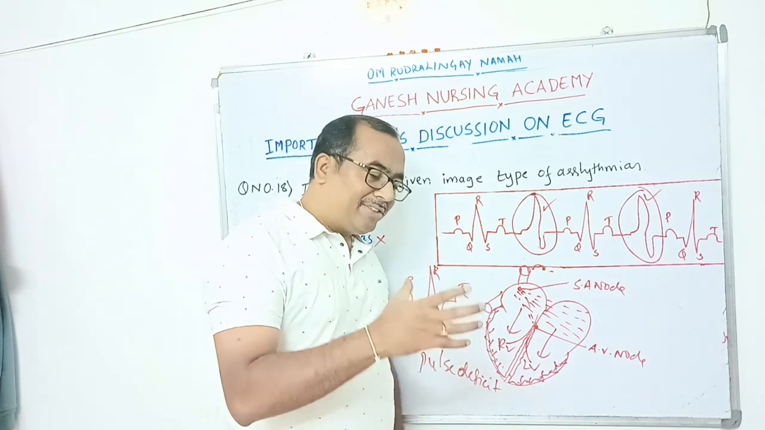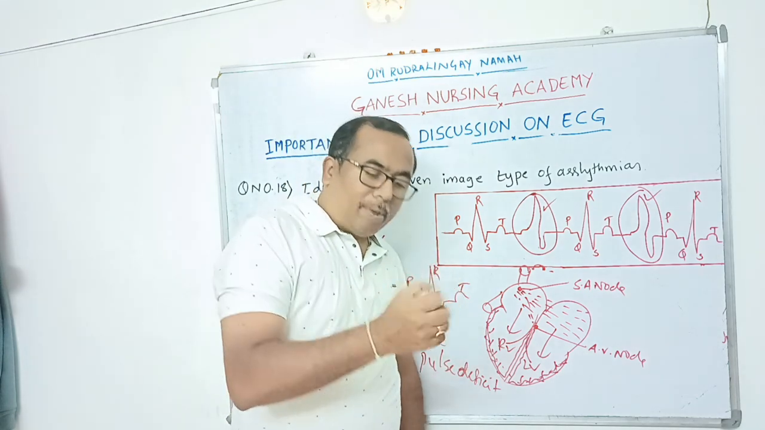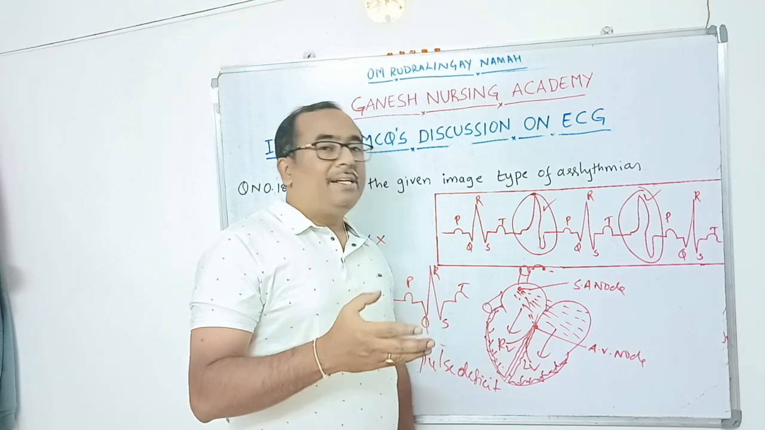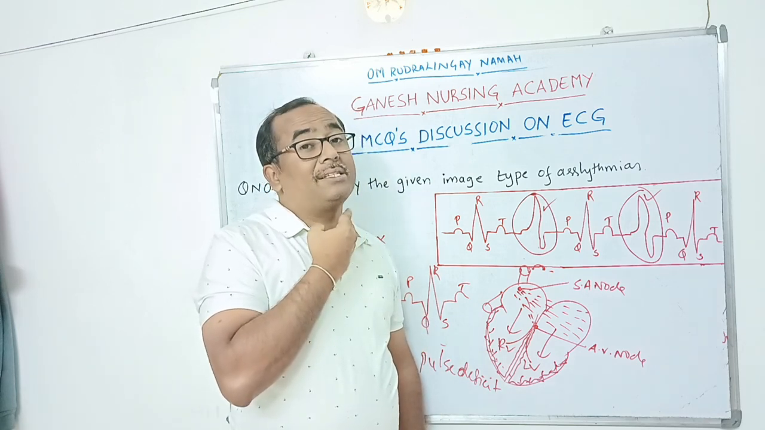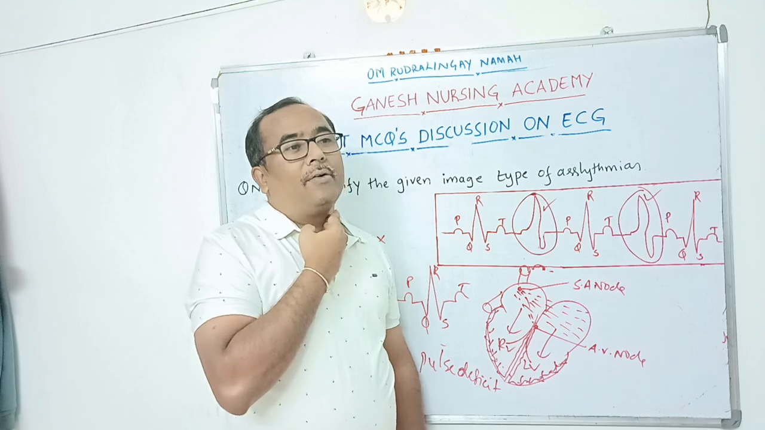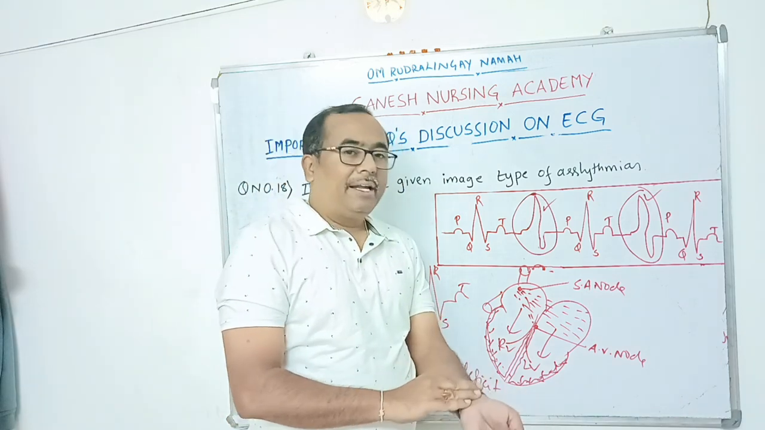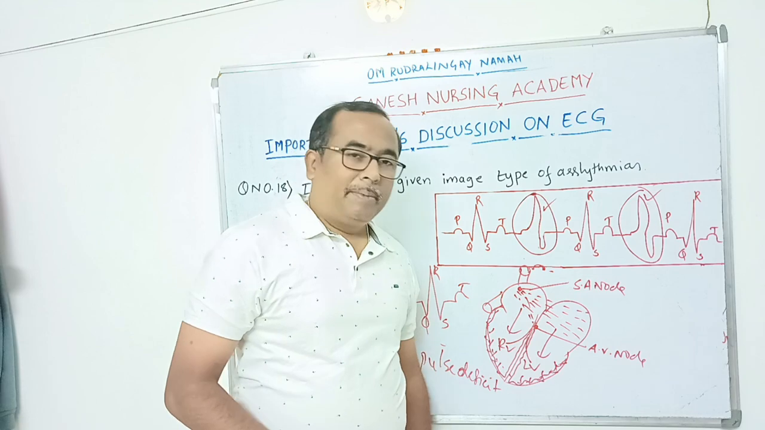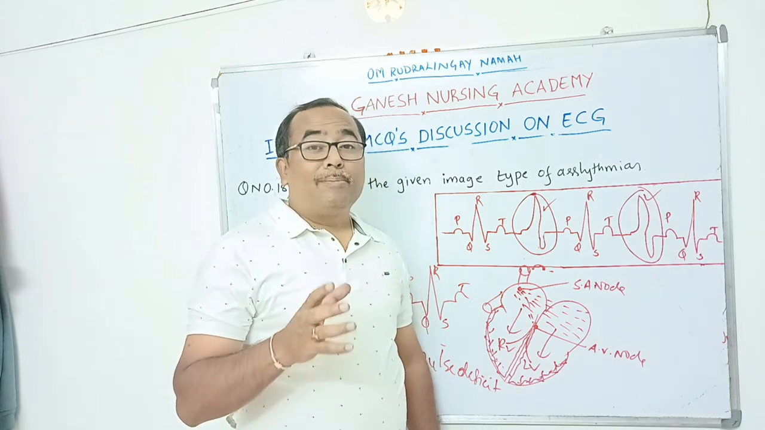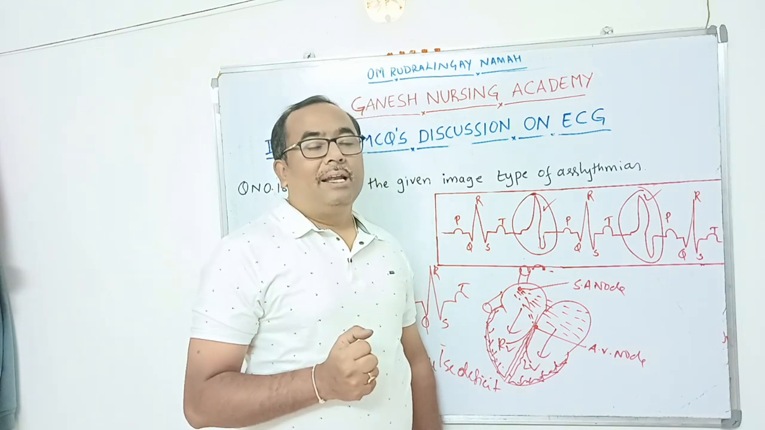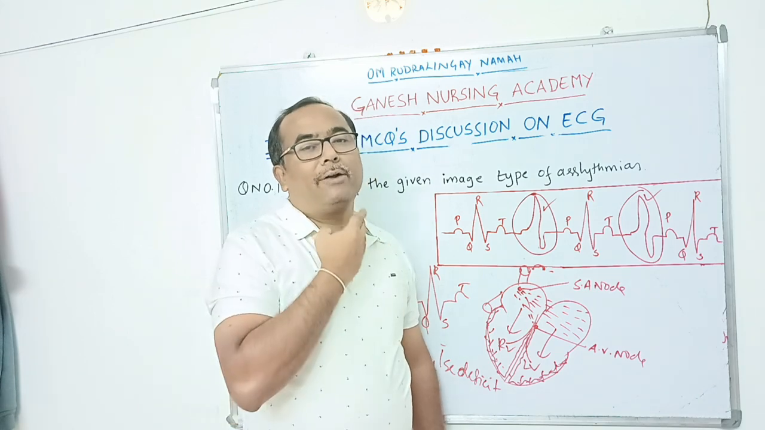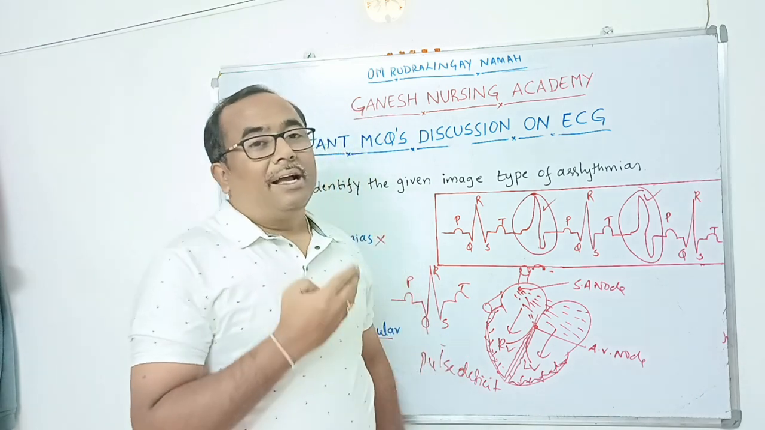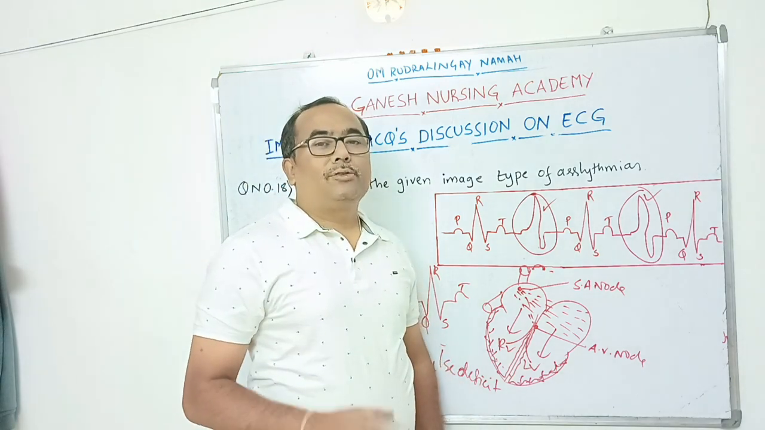Because of this weak contraction in between the normal strong contractions, an extra pulse can be felt in the carotid artery. It cannot be felt in the radial artery, femoral artery, or tibial artery, because that much blood is not ejected by the left ventricle, since the contraction is very weak. It can be felt only in the carotid artery, and not in the radial or femoral artery.